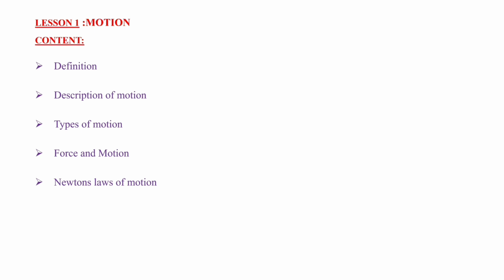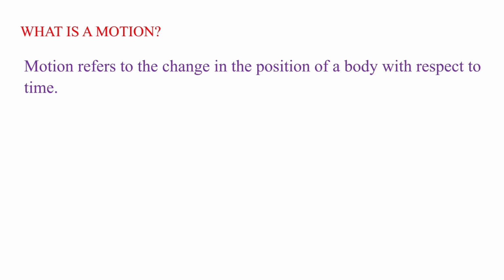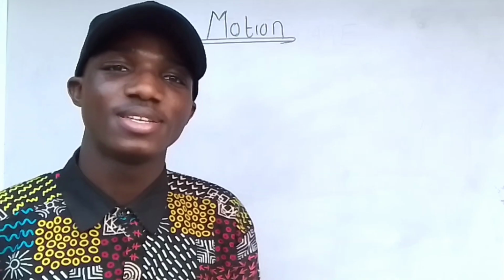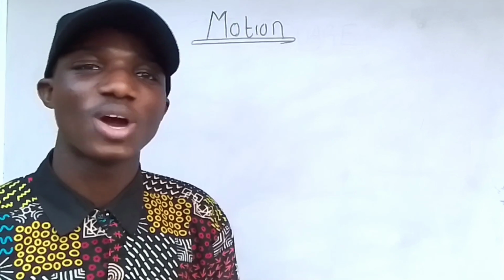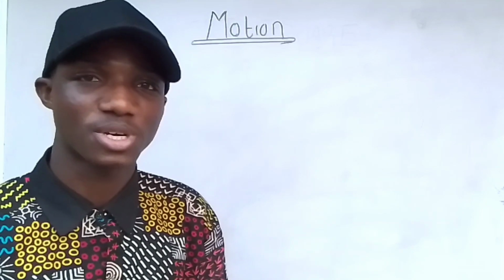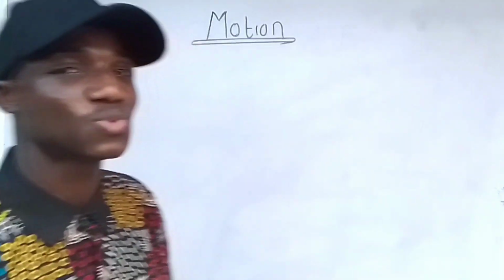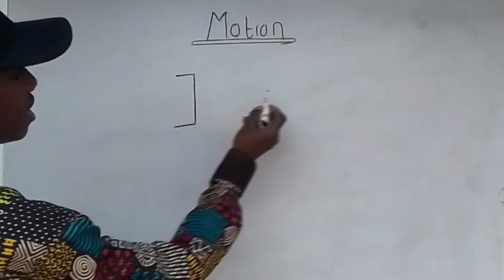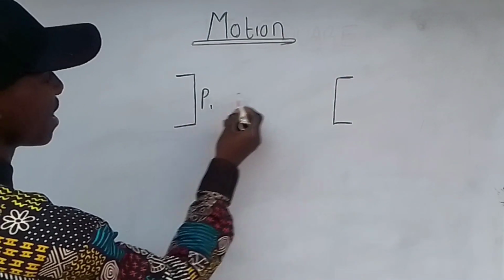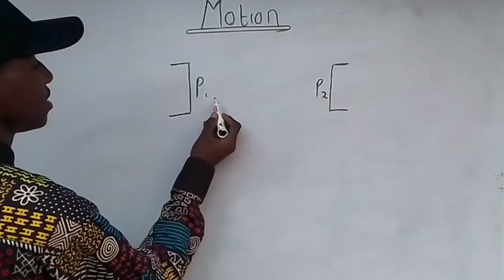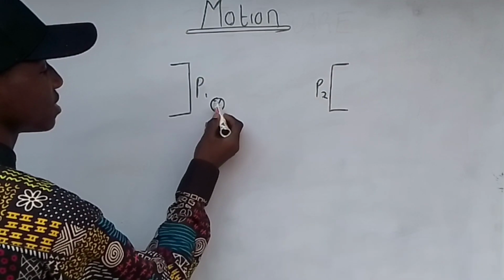The big question is, what is motion? Motion refers to the change in the position of a body with respect to time. This implies that an object or a body is said to be in motion when it changes position with respect to time. For example, let's assume that we have two goalposts, and I have another goalpost here. Then I have player 1 here, and I have player 2 here. And I have a ball in this place.